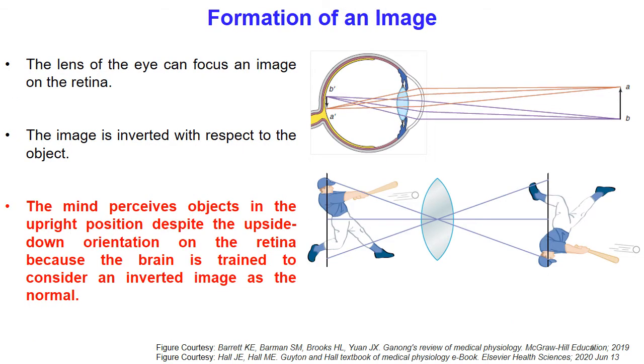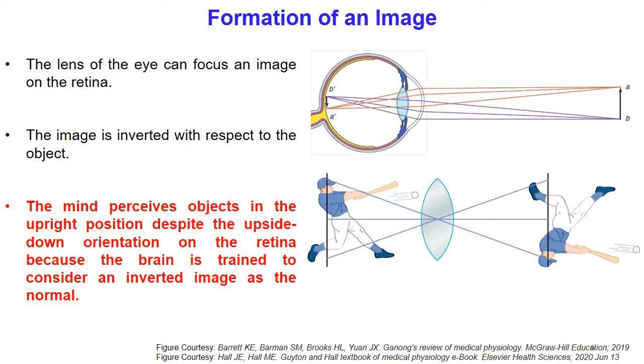As we know, the lens of the eye can focus an image on the retina. The image is inverted with respect to the object. Very interestingly, the mind perceives objects in the upright position despite the upside down orientation on the retina, because the brain is trained to consider an inverted image as the normal.